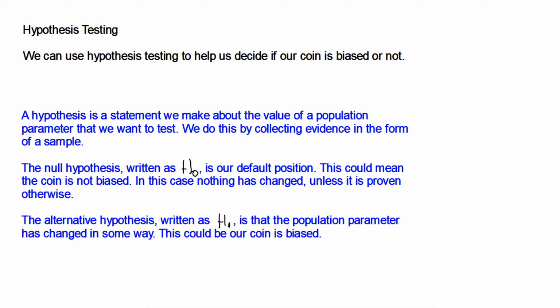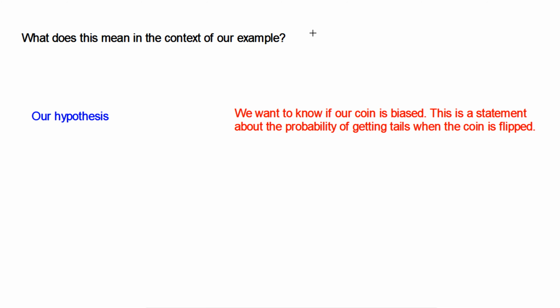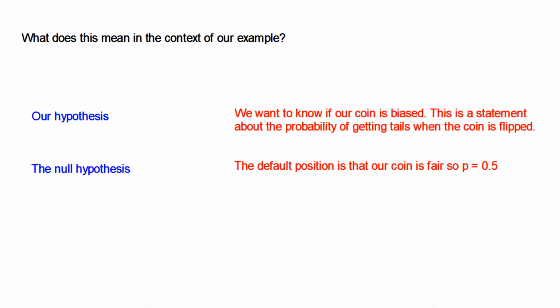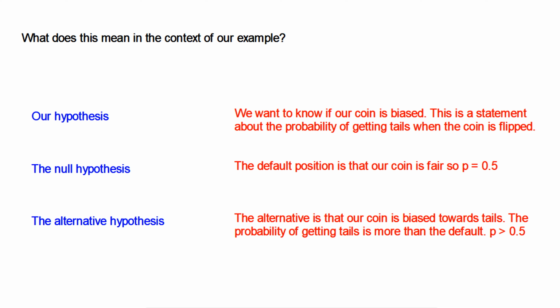Now, what does this mean in the context of our example that we were looking at, which was flipping a coin 10 times and getting the number of tails? So our hypothesis, we want to know if our coin is biased. So that's our hypothesis. This is a statement about the probability of getting tails when the coin is flipped. The null hypothesis, this is our default position, is that the coin is going to be fair. The probability of getting a tails is 0.5. And then the alternative hypothesis is that our coin is biased towards tails. The probability of getting tails is more than the default, so the probability is greater than 0.5.